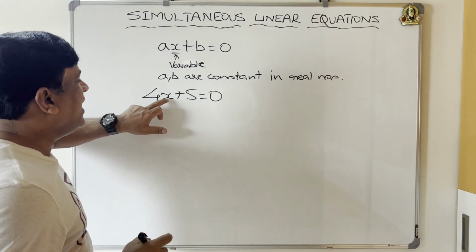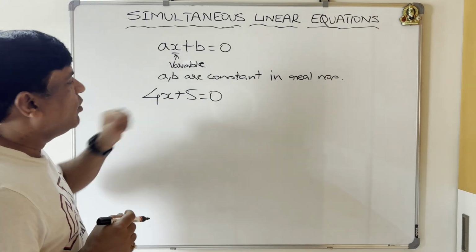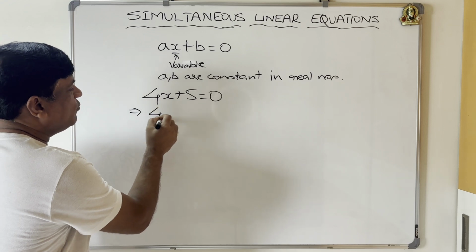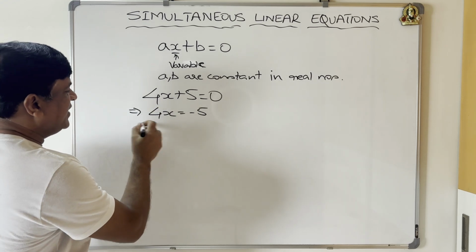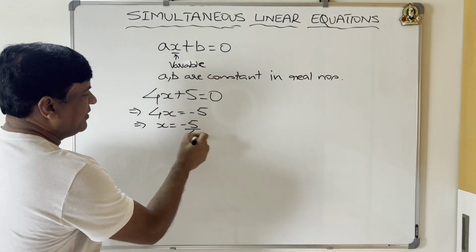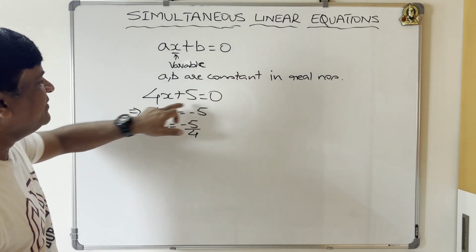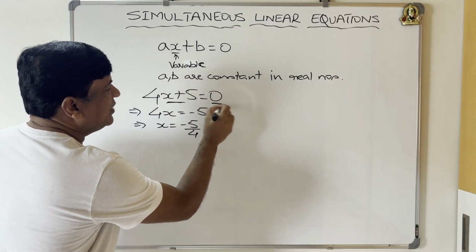It has only one variable. So what is the value of x which will satisfy this equation? How do you find it? You just solve this equation. You take the 5 to the other side and you get x is equal to minus 5 by 4. When you put this value in x, this equation will be satisfied. Basically the left hand side will be equal to the right hand side.